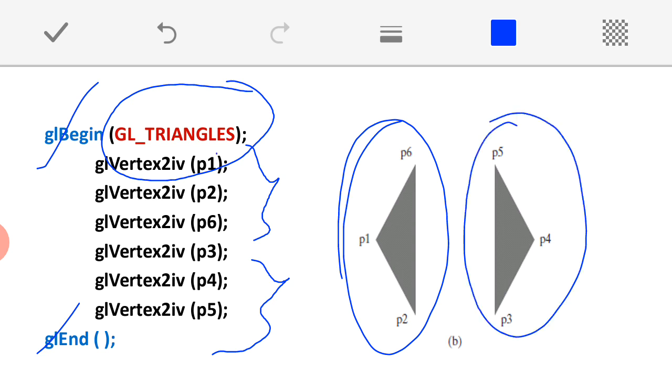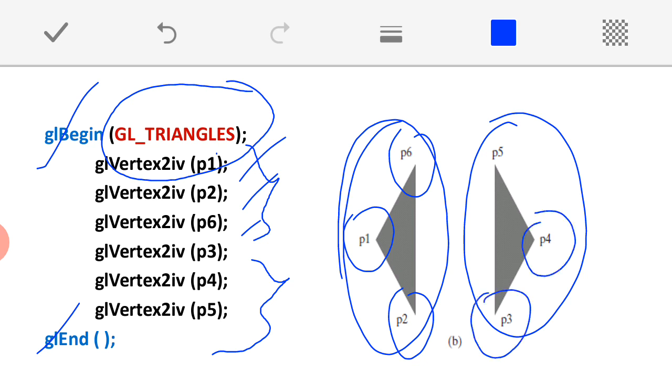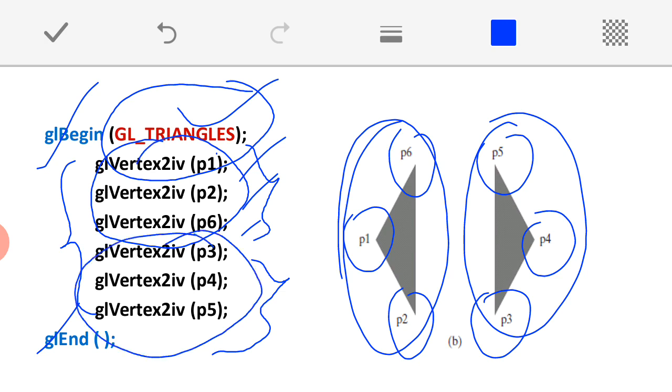You can observe P1, P2, P6. So, P1, P2, P6 will join. Then another triangle, P3, P4, P5. I can get 2 independent triangles even though my vertices have been defined sequentially. Because GL triangles will always consider how many vertices? A set of 3 vertices it will consider. It will make groups of 3, 3. Then it will create what?